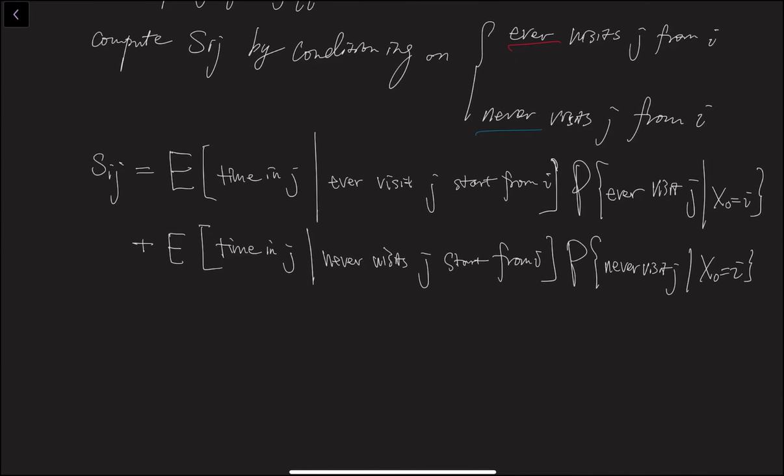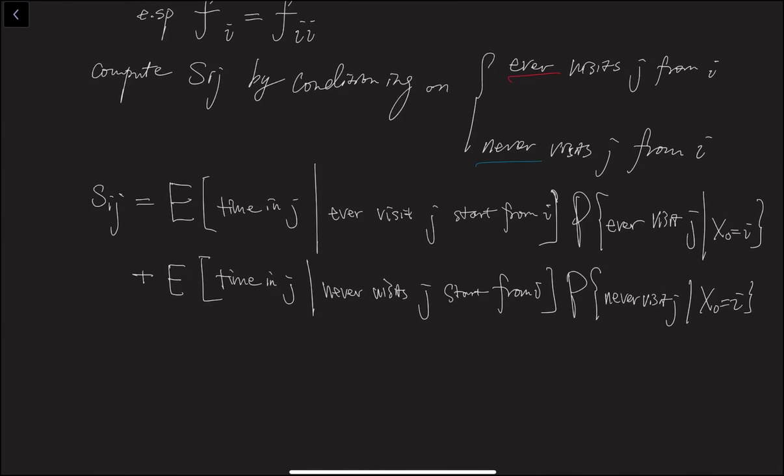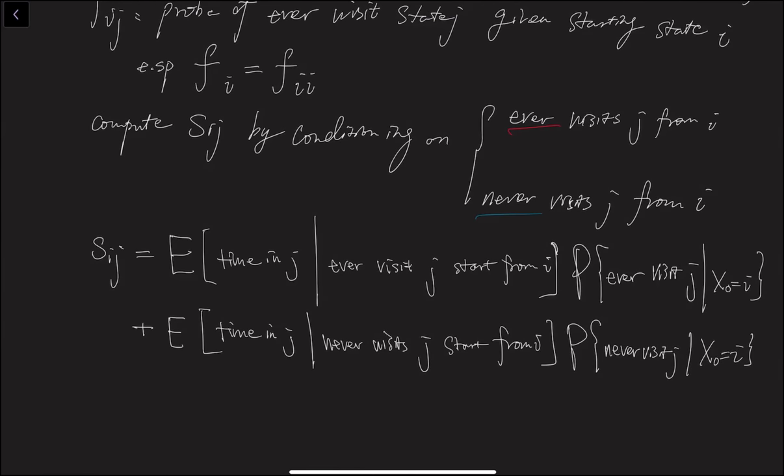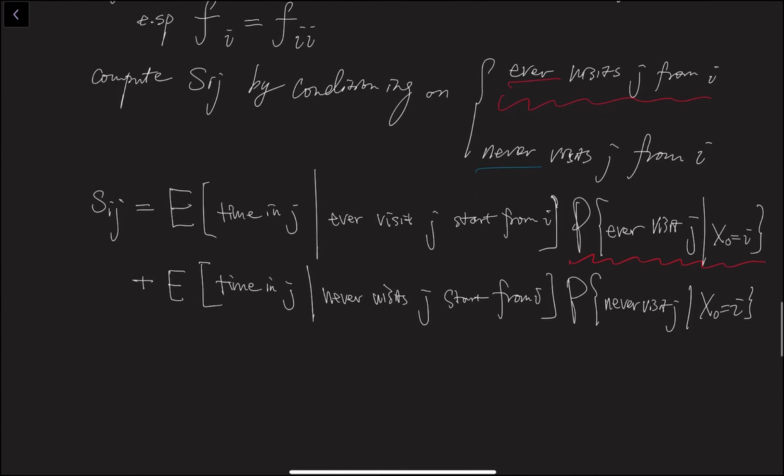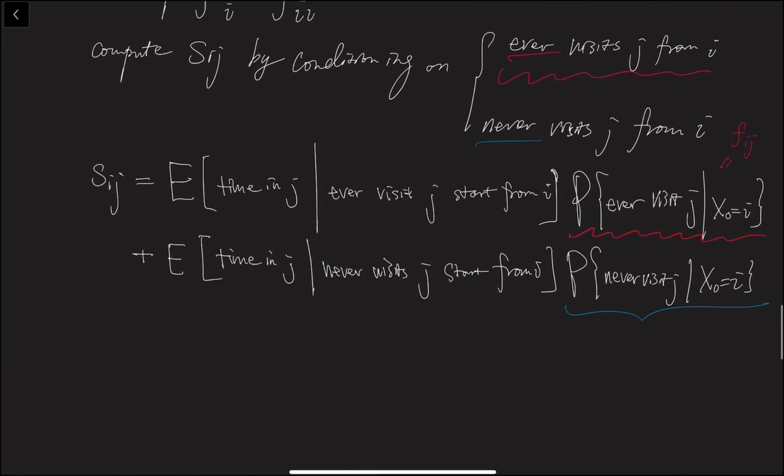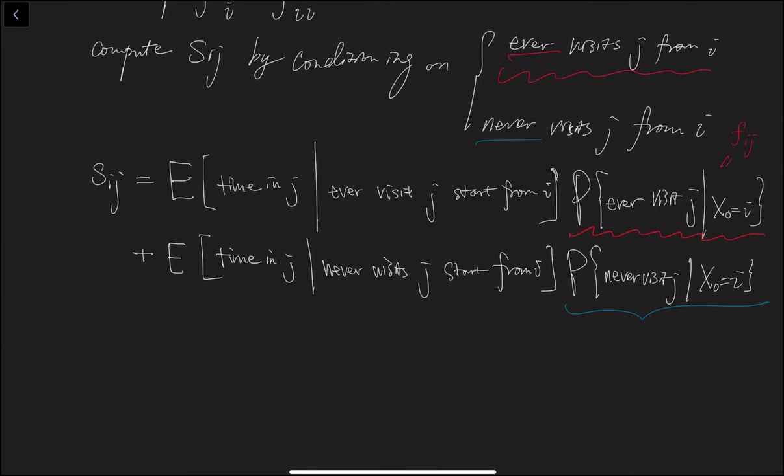And by definition, first of all, this ever visit probability is nothing but fij. And similarly, because they are mutually exclusive, it's either this one or the blue line. So this is 1 minus fij. All right. And now, let's look at the expectation. The first term is nothing but delta ij.